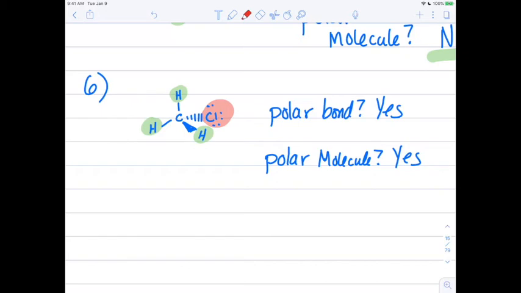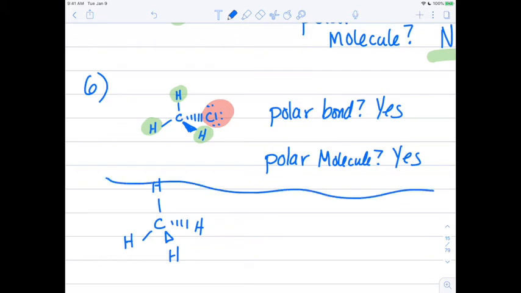If it were, for example, a carbon with 4 hydrogens surrounding it, would the answer for polar bond be no? They'd all be covalent? Correct. These would all be pure covalent bonds. So for this one, there would be no polar bonds and it would be a non-polar molecule. You're right.